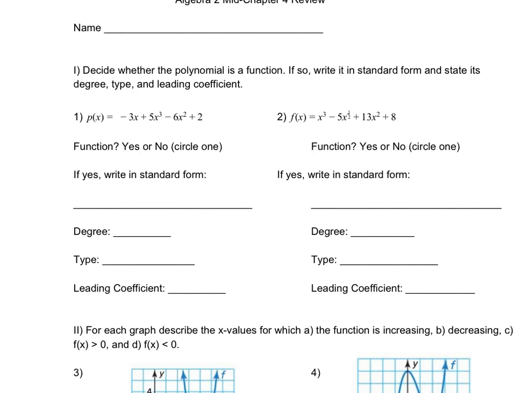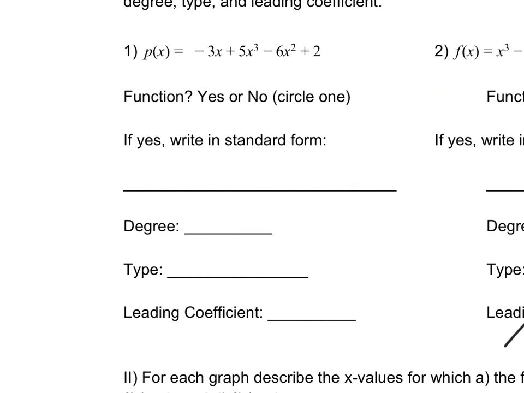On question number 2, you notice there is a fraction exponent, which means it is not a function. And if it is not a function, you stop right there. You don't have to do the standard form or anything. So over here, when all of our exponents are positive and they are all whole numbers, that means that yes, it is a function.